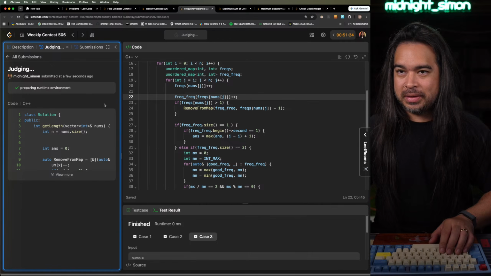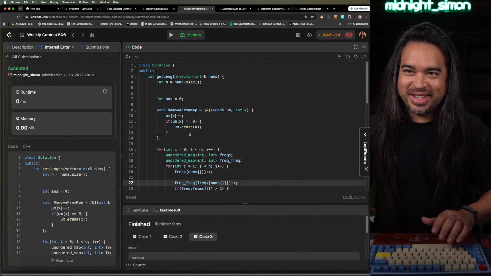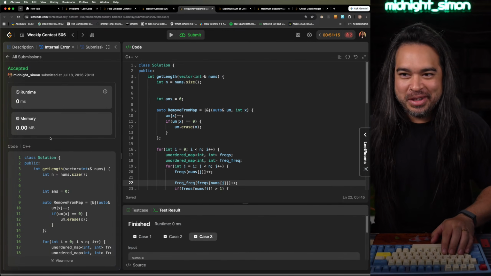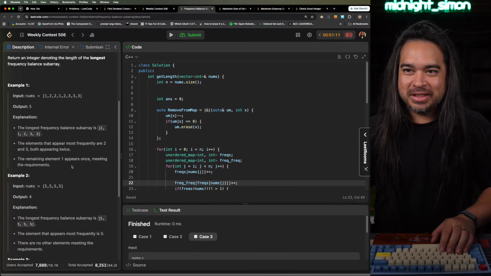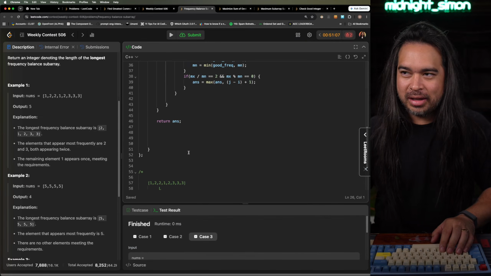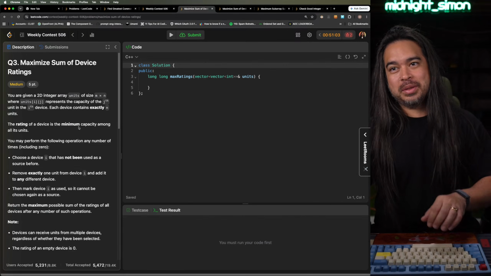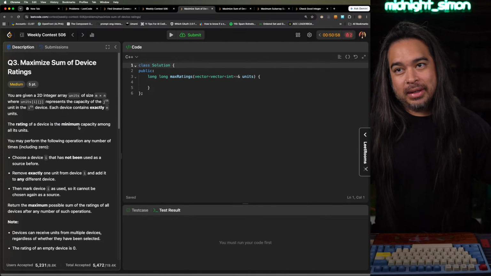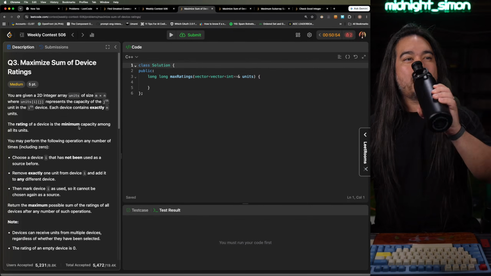That was annoying. Hopefully, okay, I was about to say, man, I hope it passes. Probably a little bit annoying, but not super difficult. So whatever I was doing here is not that clean, I'd say. Alright, let me see what's up with Q3. Maximize sum of device ratings.